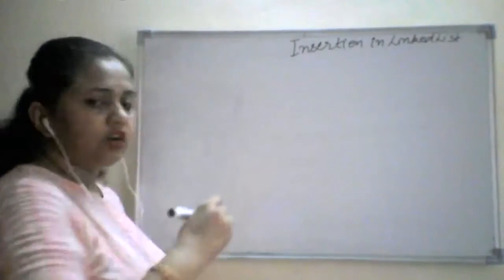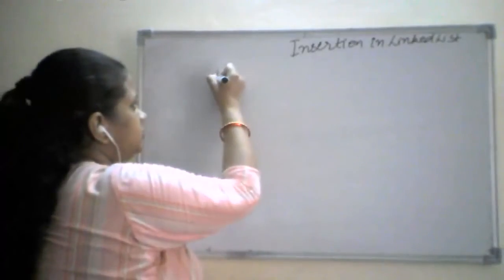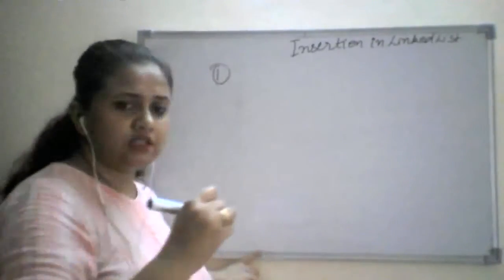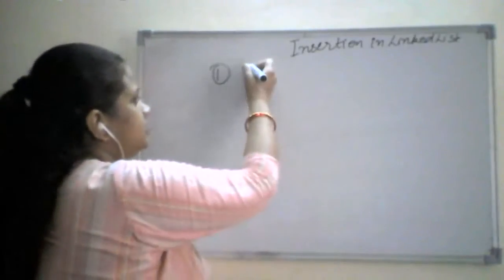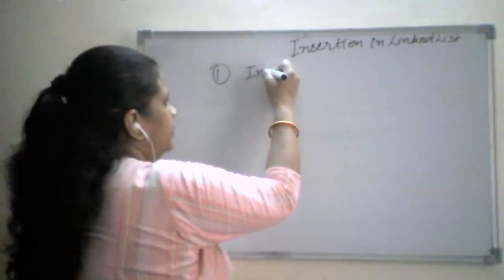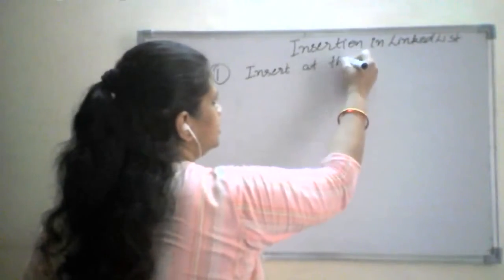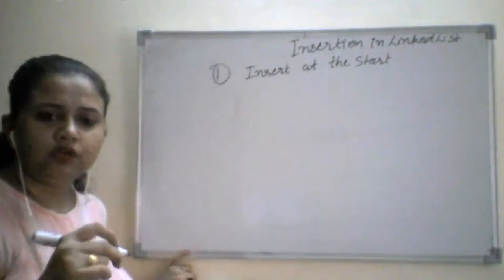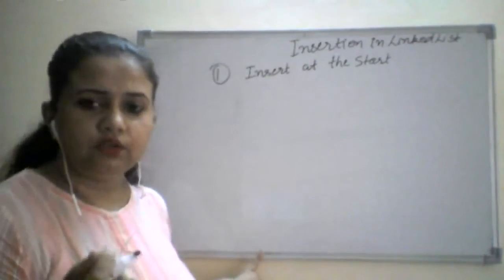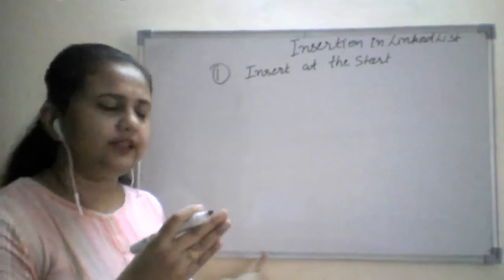So whenever we are talking about insertion in the linked list, there are three cases. There are three cases with which you can do the insertion in the linked list. First case is when you are trying to insert at the start. The first case is that you want to insert some new node in your linked list, but you want to do the insertion at the start of your linked list.